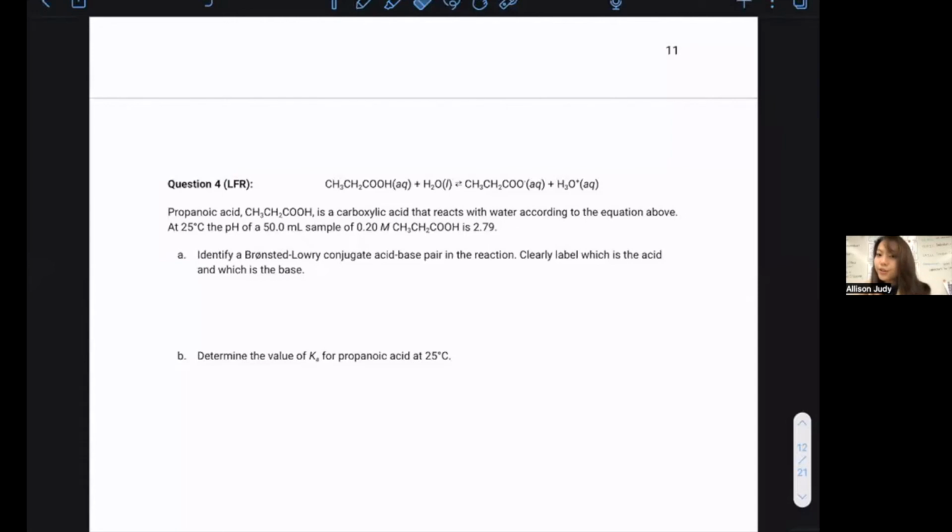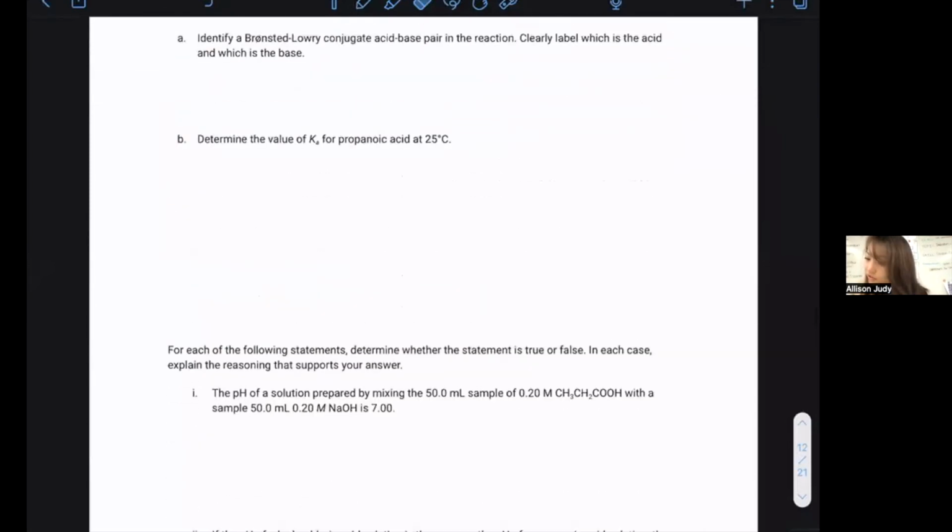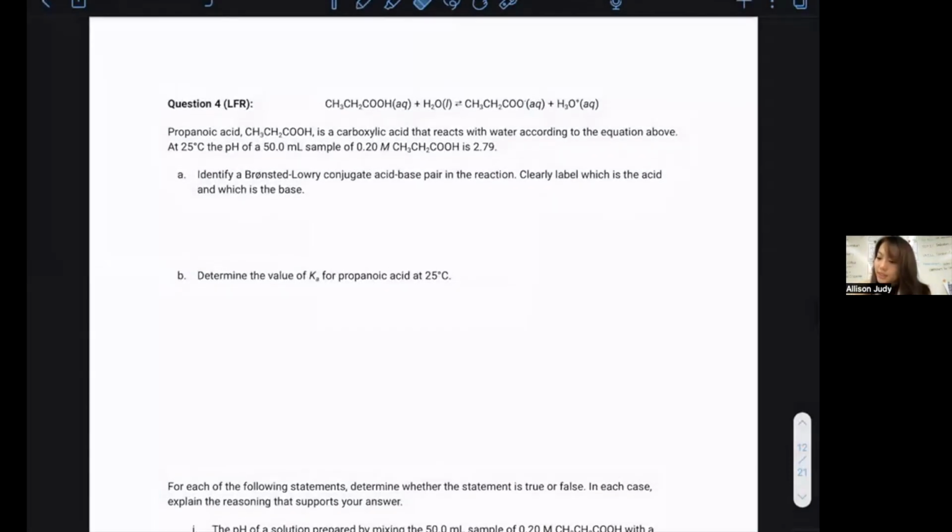Okay, so let's go over question number 4 now on page 12. Here we're told that we have propanoic acid, a carboxylic acid, which we know is a common weak acid, that reacts with water according to the equation above. At 25 degrees Celsius, the pH of a 50 milliliter sample of 0.2 molar propanoic acid is 2.79. So first step, identify a Bronsted-Lowry conjugate acid-base pair in this reaction. Clearly label which is the acid and which is the base.